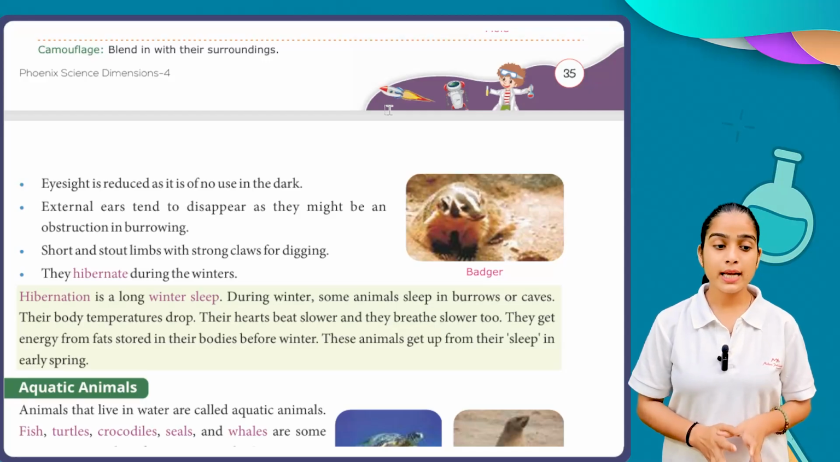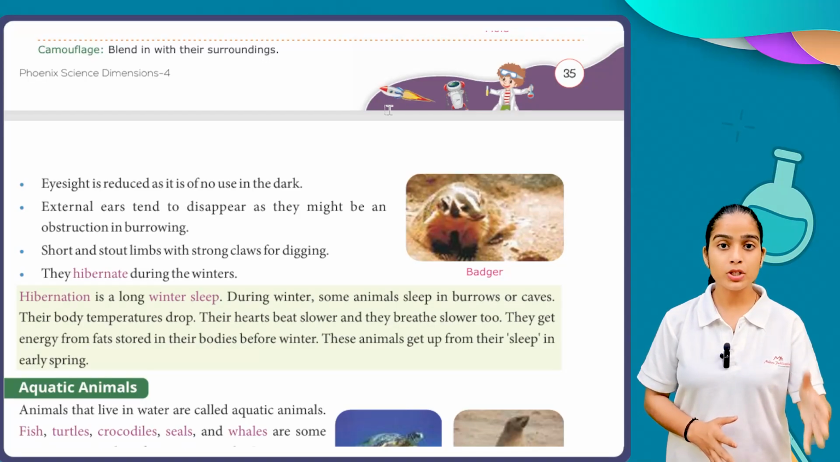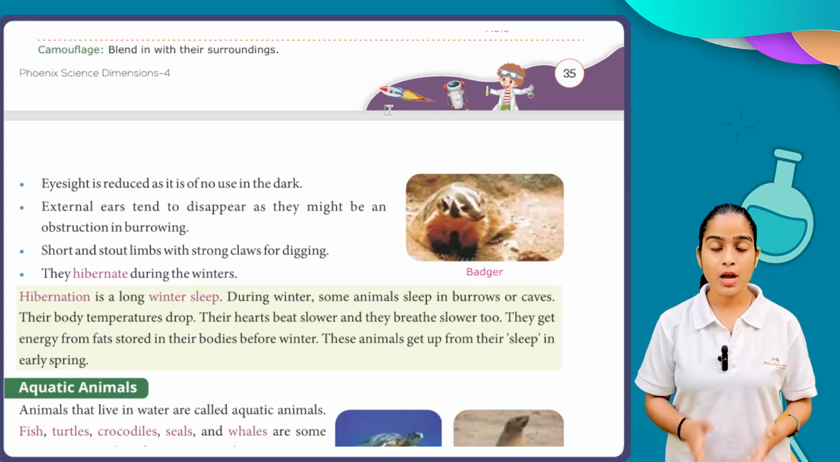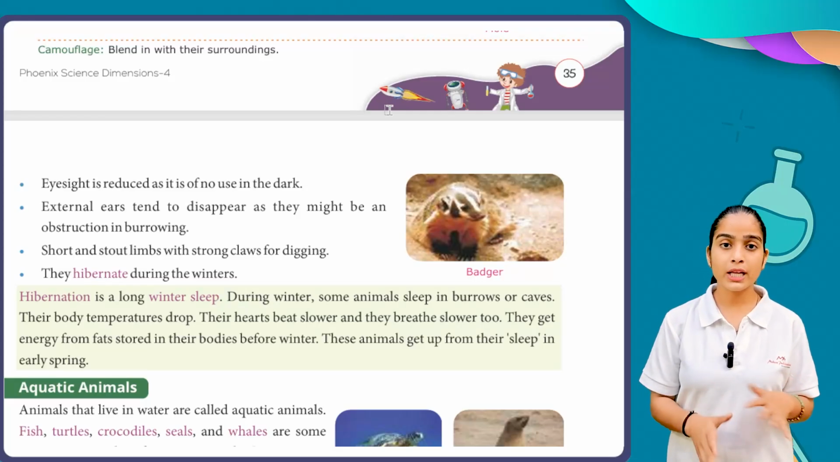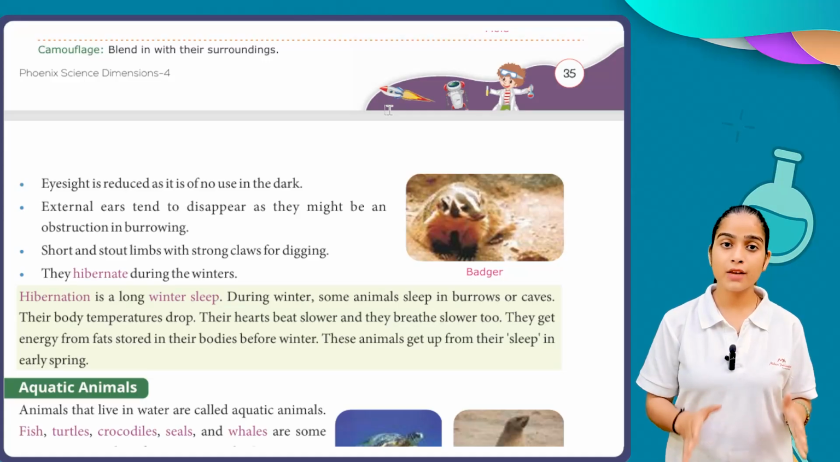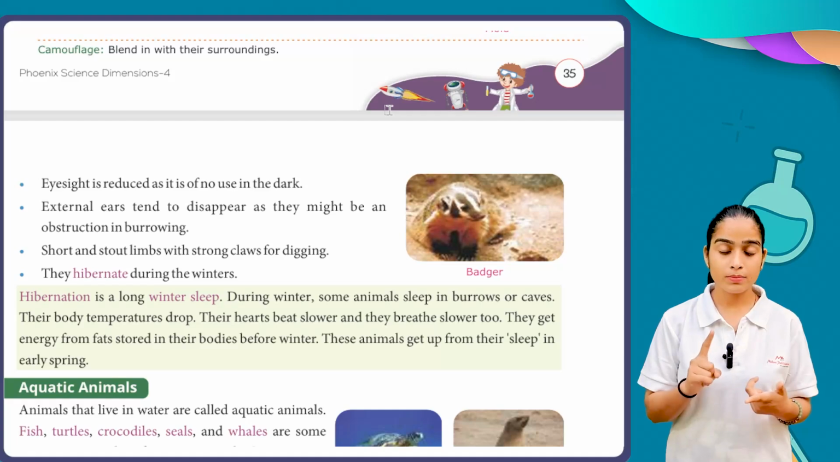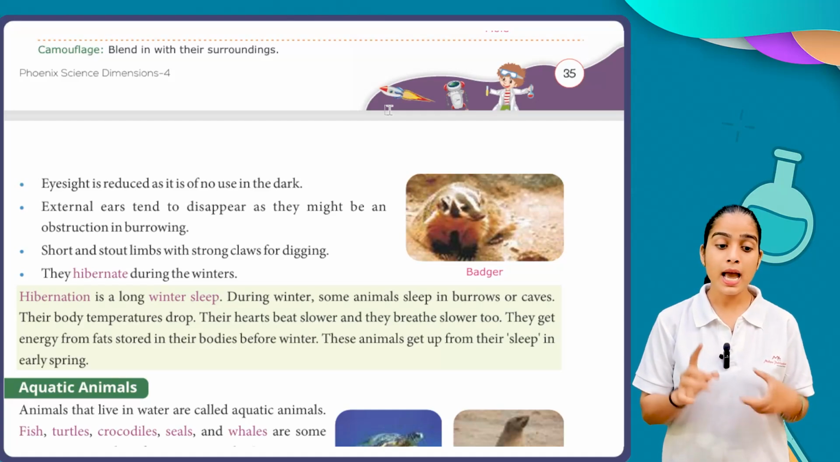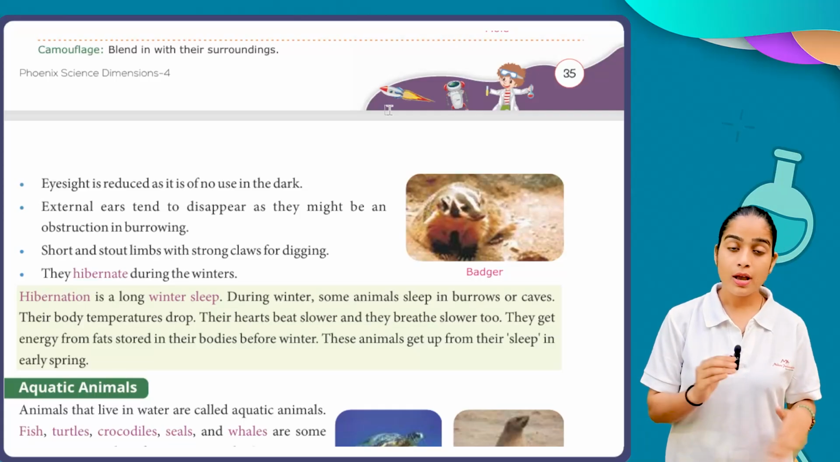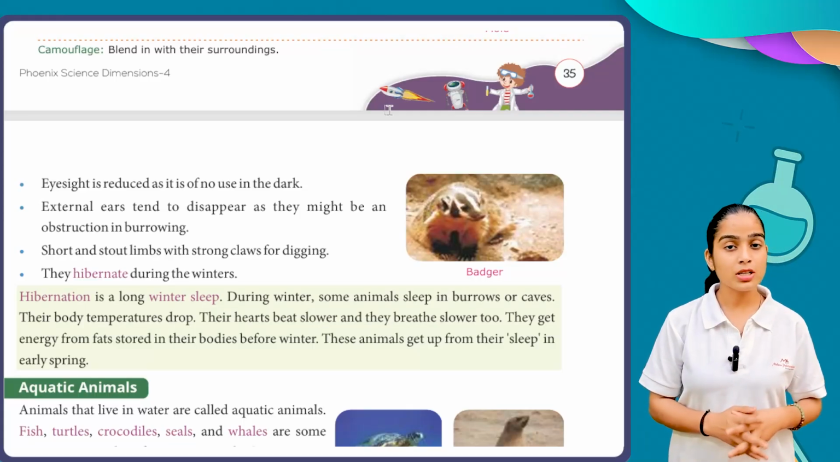So what we understand here is that hibernation is basically a winter sleep. During winter, some of the animals get inside their caves and burrows and take a long sleep because their body temperature gets lower, they cannot breathe properly, and heart beats also get slower. Before starting the spring season, they just wake up.